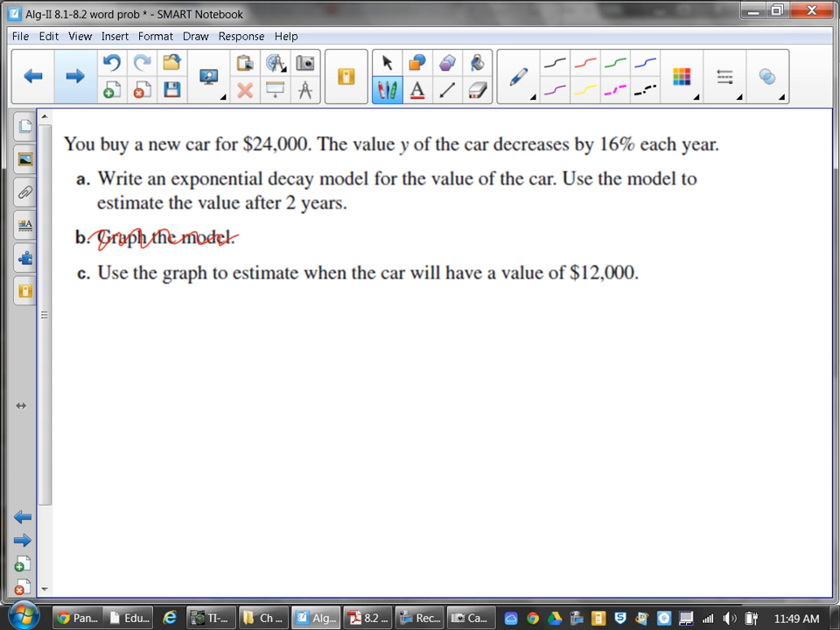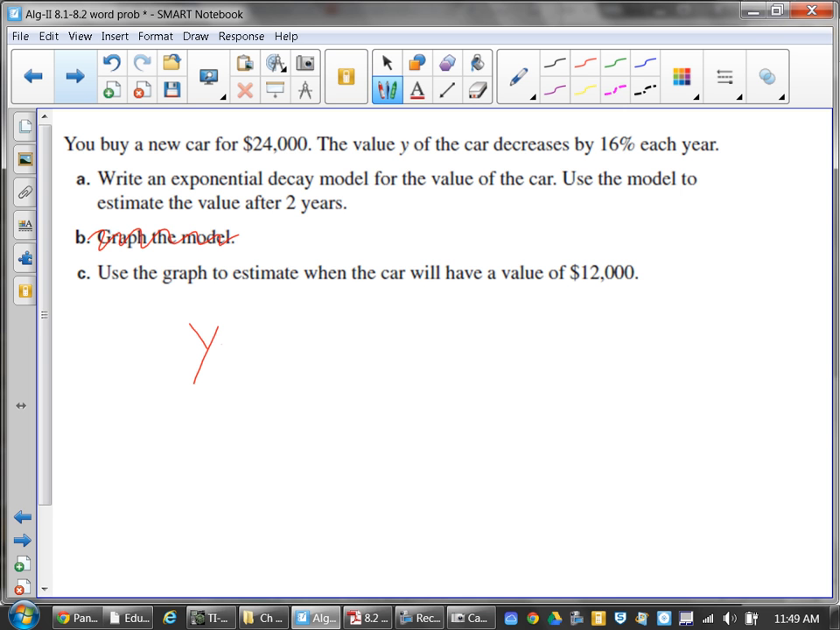Can't you just take 24,000 times the 16% and subtract it? Well, by doing that you're finding 16% of the 24,000, but you don't know how much you're taking off, and you have to continually do that. That's what this thing allows you to do.